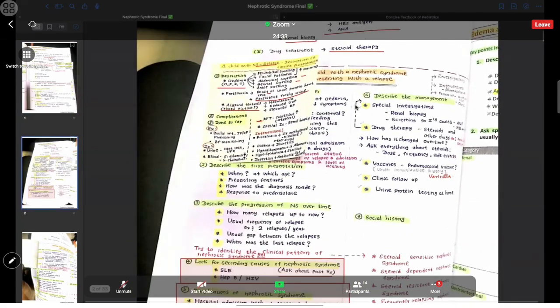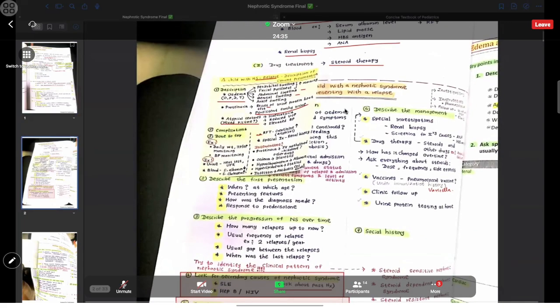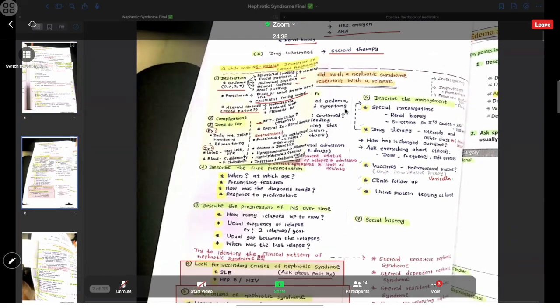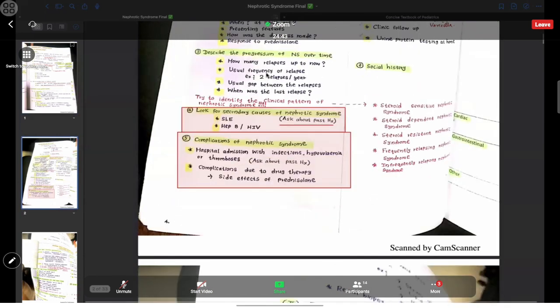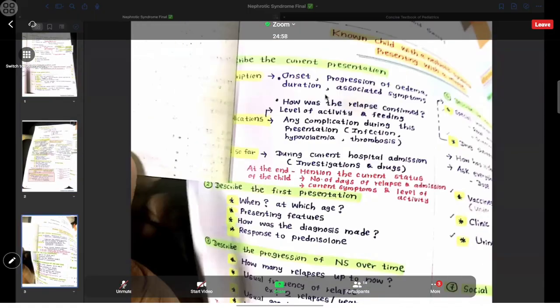Then let's now move on to a patient who is diagnosed with nephrotic syndrome, coming with a relapse. Okay. Now in this instance, it's the same way that you would start. You will start with the current presentation. So in your presenting complaint, you can say this is a known child with nephrotic syndrome, currently coming with progressive generalized edema for 3 days duration, associated with proteinuria. If the mother says that she knows it's protein, you can directly say with proteinuria for this many days duration. Okay, so that will be your presenting complaint.